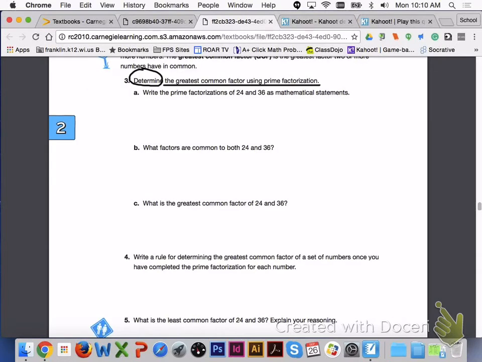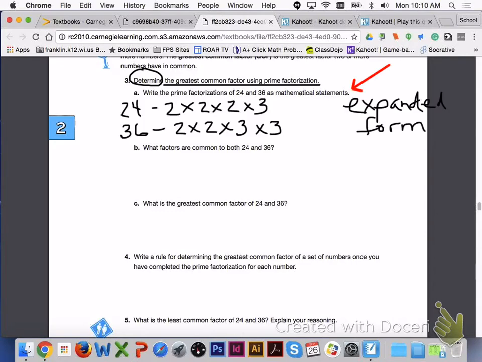For number 3, we need to determine the greatest common factor using prime factorization. We don't have an example like we did in 2.2, so let me go over letters A, B, and C with you to show you how to use prime factorization to determine the GCF. Letter A tells us to write the prime factorizations of 24 and 36 as mathematical statements. What that means is that we need to write it out in expanded form as a long string of prime numbers. We are not using exponents. So this is what the prime factorizations should look like for 24 and 36.